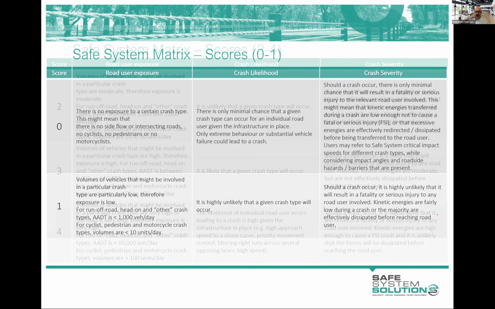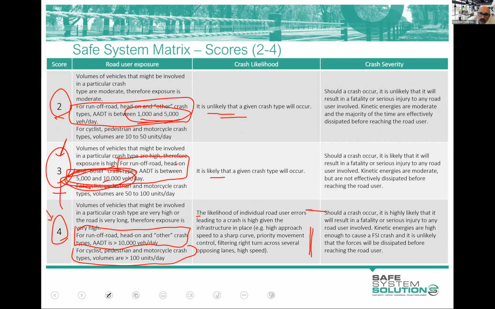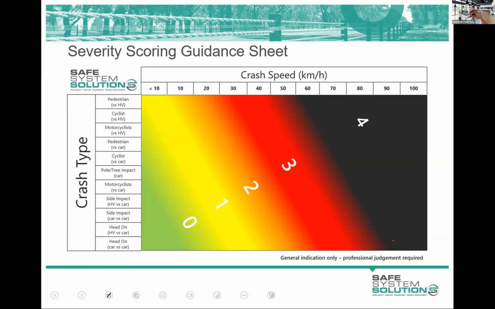We go up a bit further, we see maybe a 4. Should a crash occur, it is highly likely that it will result in a fatality or serious injury. Kinetic energies are high enough to cause fatal or serious injury, unlikely to be dissipated before reaching the road user. But as I said, to make your life easy, we've given you the table here to help along with that thinking. We stress, though, you're going to need your professional judgment with this. This is just a generic bit of help. What would a 4 be? What would a 0 be? How do you make that sort of judgment call?